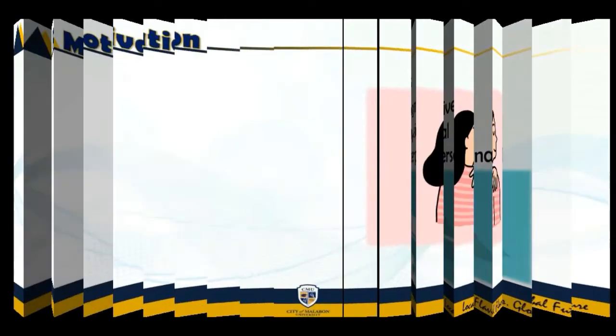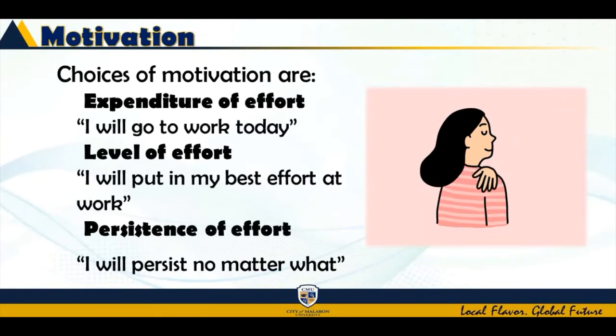And finally, we have the motivation. Motivation involves three types of choice behavior. First is the choice to expend effort. Regarding expenditure of effort, for example, I will go to work today. In that sense, we know that we need to accomplish something.